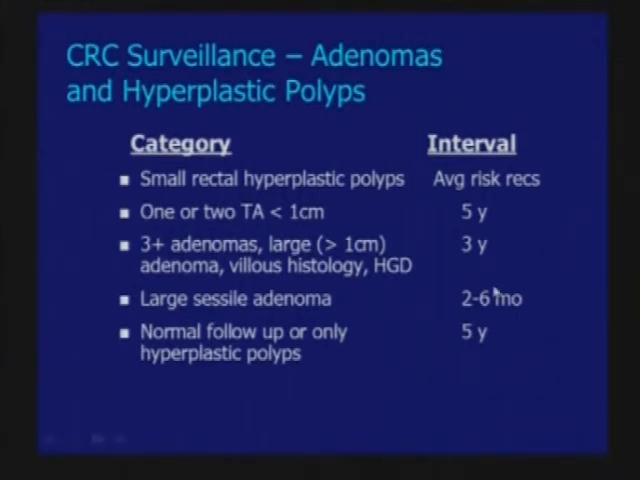The special groups to consider, which are in those questions at the beginning of the talk, are if you have multiple adenomas or a high-risk adenoma. So 3 or more adenomas, a large polyp that is greater than 1 centimeter, villous histology, or high-grade dysplasia are markers of higher risk adenomas in the future. So these people should not be brought back in 5 years. They need to come back in 3 years.